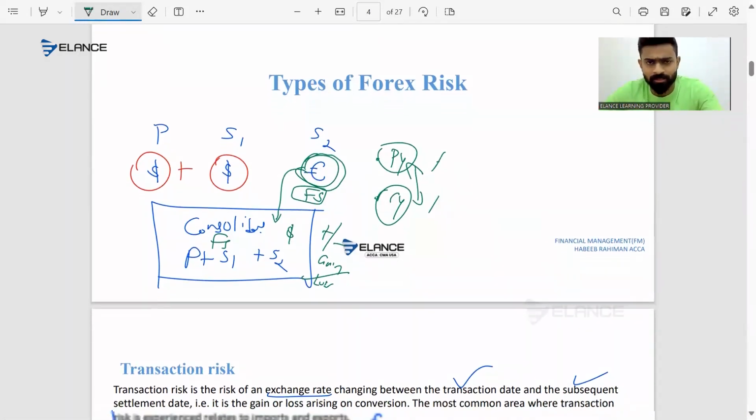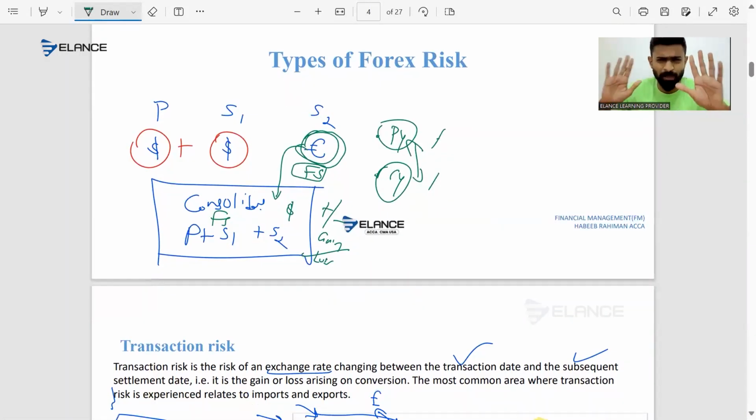See, for economic risk, I'll make a simple example. We are an Indian company. Assume we are selling goods to Sri Lanka.